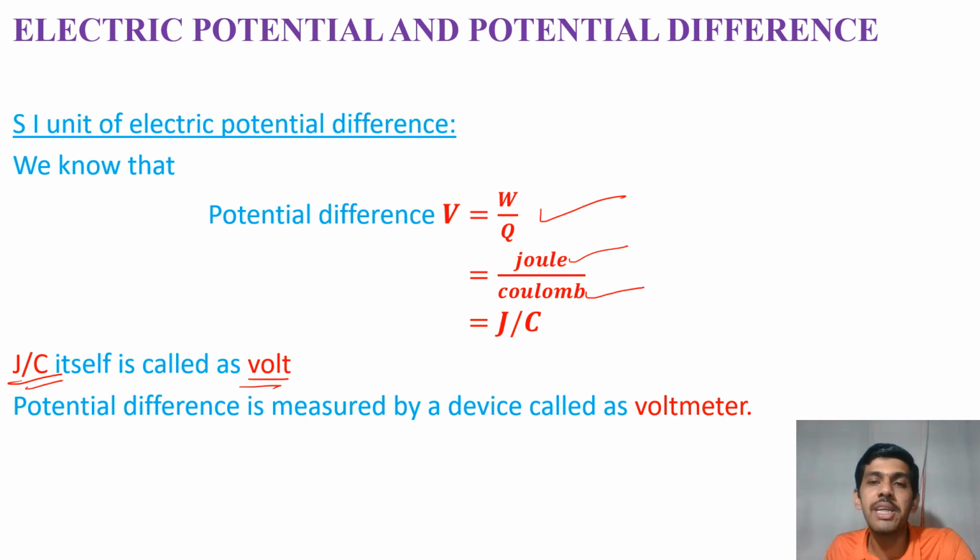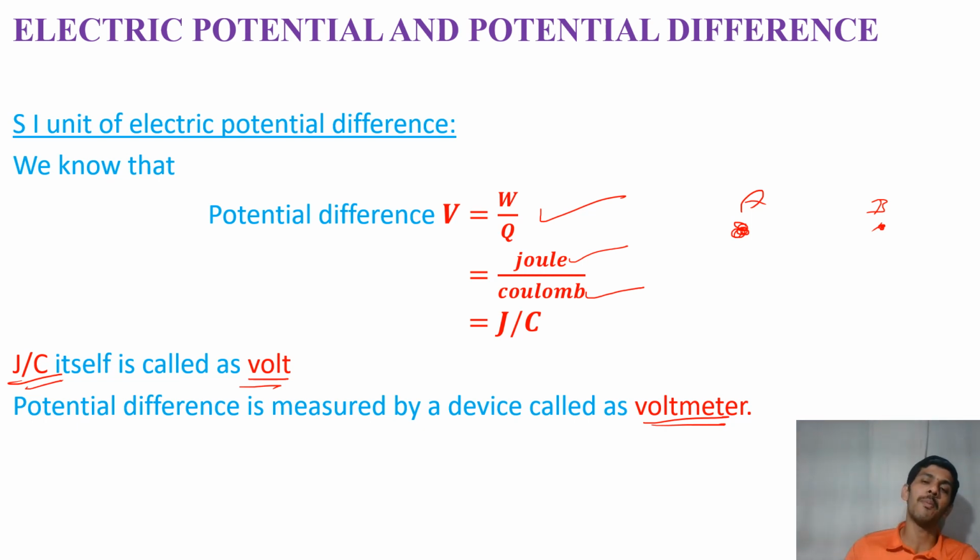Next, how to measure this potential difference? Let us assume there is point A and point B. How to measure the difference in the potential between the points A and B? You have an instrument called a voltmeter. That device which measures the difference in the potential, or the potential difference, is called a voltmeter.